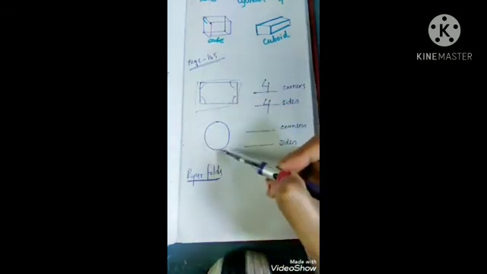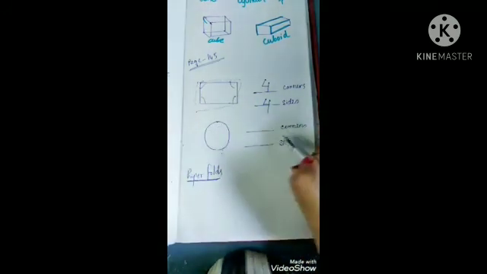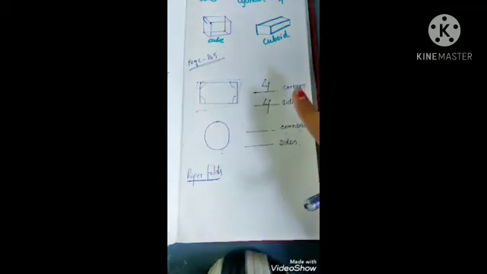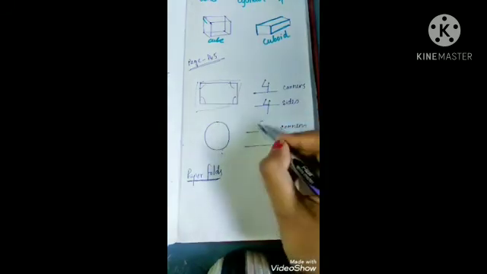Okay. Now coming to this circle. We know that corner means what? Corner means where 2 line segments are joined, right? So here if you see there are no corners, right? So you have to write 0 here.